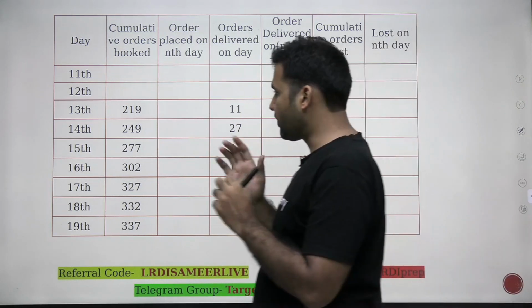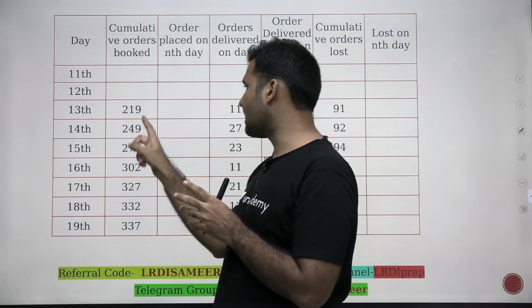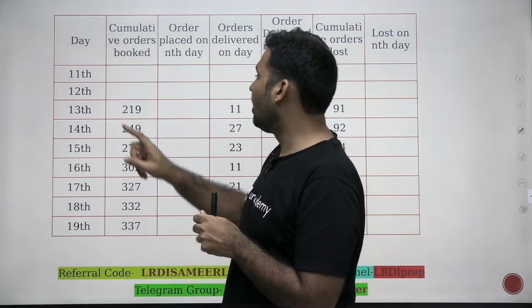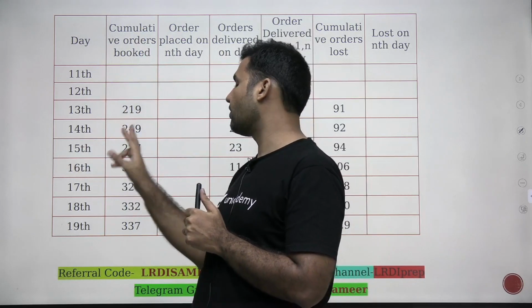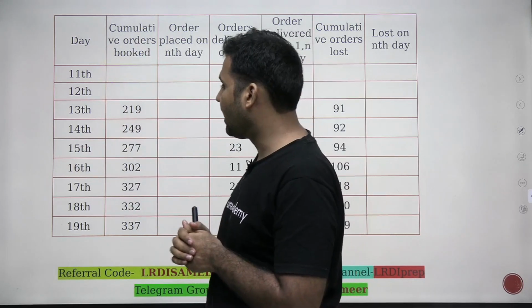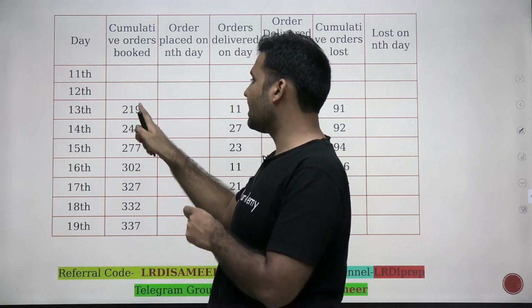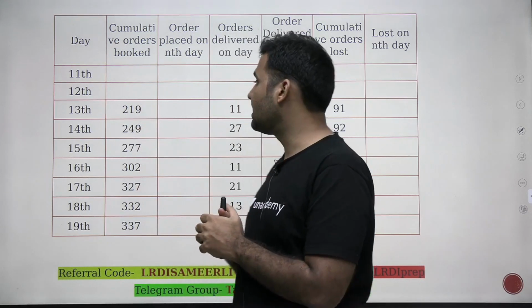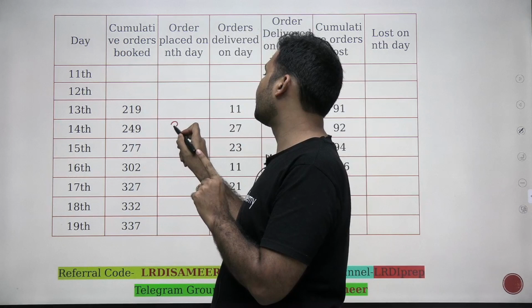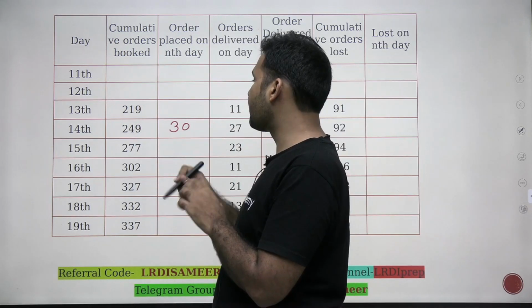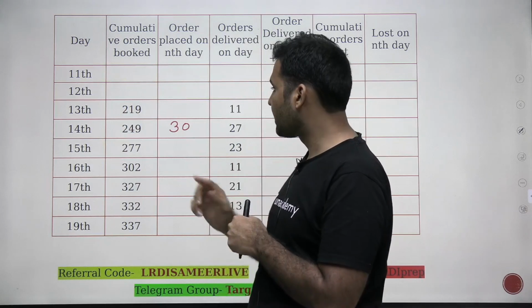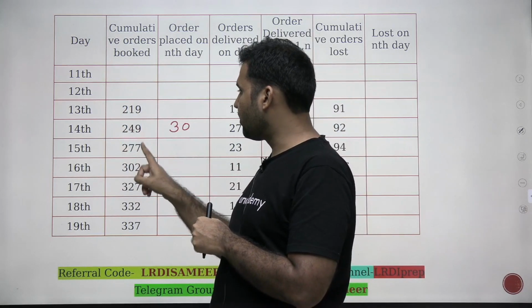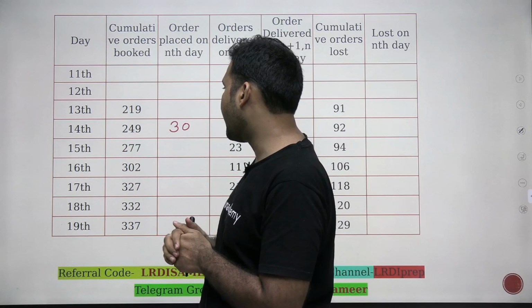Now, first of all, where should I start solving the set from? You can start solving the set from here directly. On 13th, my cumulative orders booked are 219. In 14th, the cumulative order booked are 249. So can I say the increase is of 30, and the increase of 30 is nothing but the number of orders which are specifically placed on the 14th of that month. Next, 14 to 15, the number of orders are getting increased by 28.